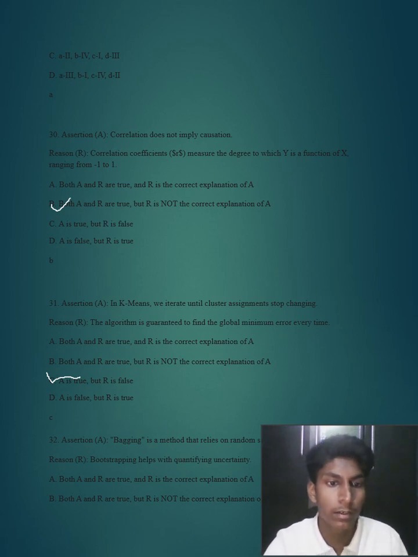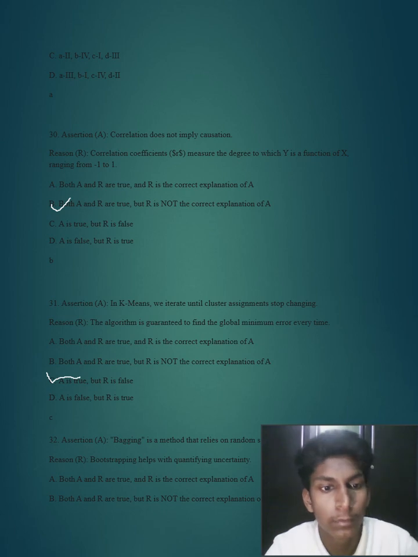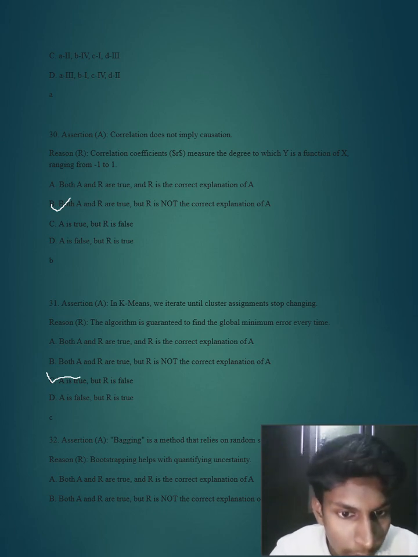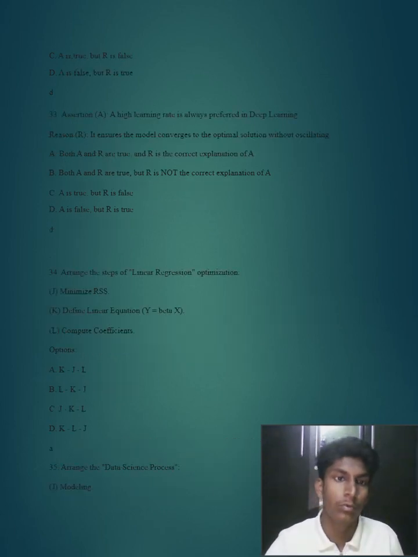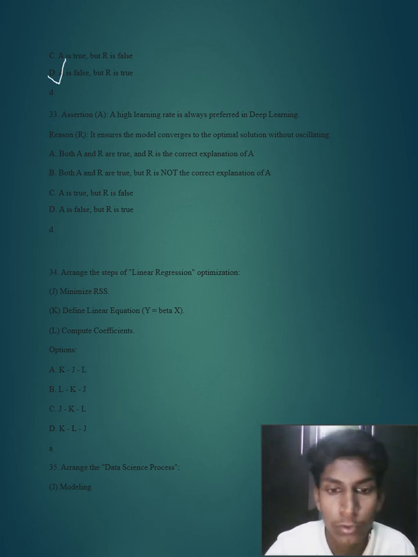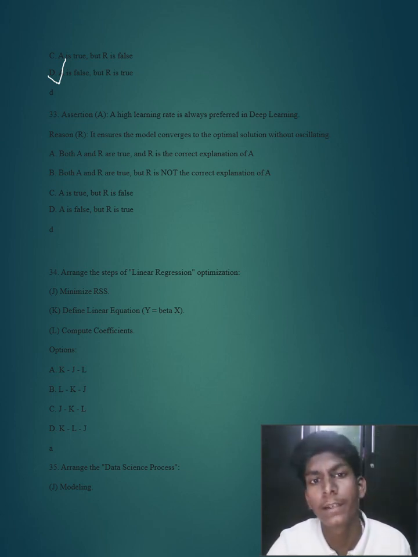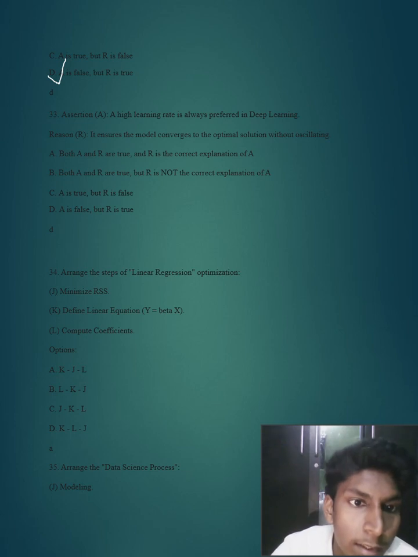In question number 32, we have bagging is a method that relies on random sampling, and the reason we have is bootstrapping helps us with quantifying uncertainty. So in this case, the assertion is true and the reason is false. Next question, we have a high learning rate is always preferred in deep learning. Reason is it ensures the model converges to the optimal solution without oscillating. So here the assertion that is given is false, but the reason that is given is true. So the correct option is D.